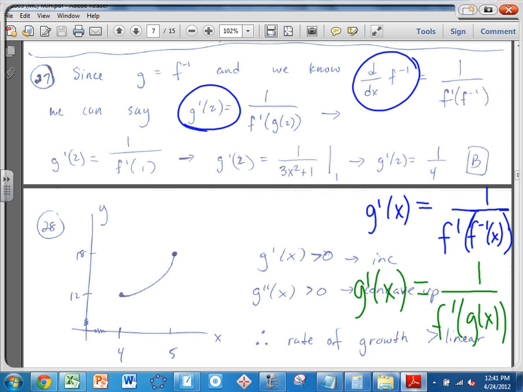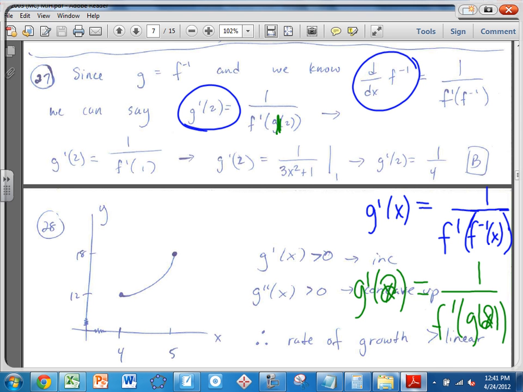Because if I plug a 2 in right here, it's really plugging a 2 in right here. But is g of 2 given in this problem? Yes. What is it given as? 1. Okay, so if we plug a 1 in here, now I want to know, if g of 2 is given as 1, what is f prime of 1?